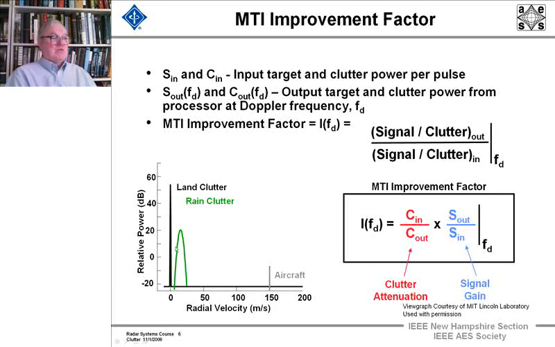And so it's a real problem to suppress the land clutter, the rain clutter, the sea clutter also, and to deal with the bird issue when the aircraft are typically smaller than they are. And another way of looking at this MTI improvement factor is that the MTI improvement factor is the clutter attenuation. That's the ratio of the clutter power in to the clutter power out times the signal gain, the signal out divided by the signal in.